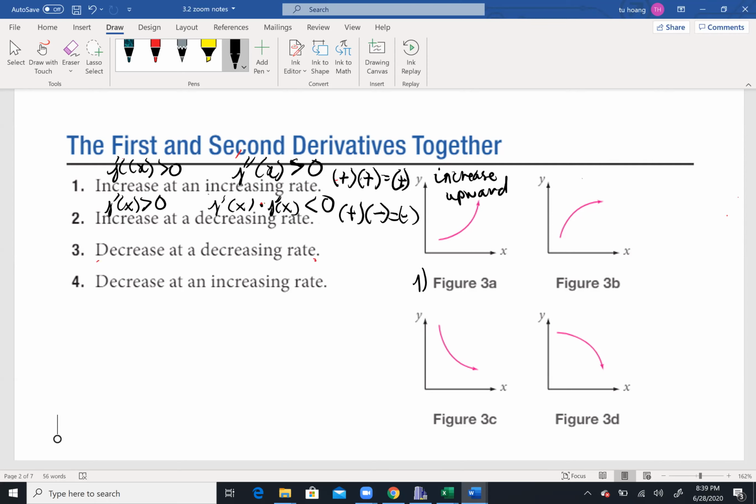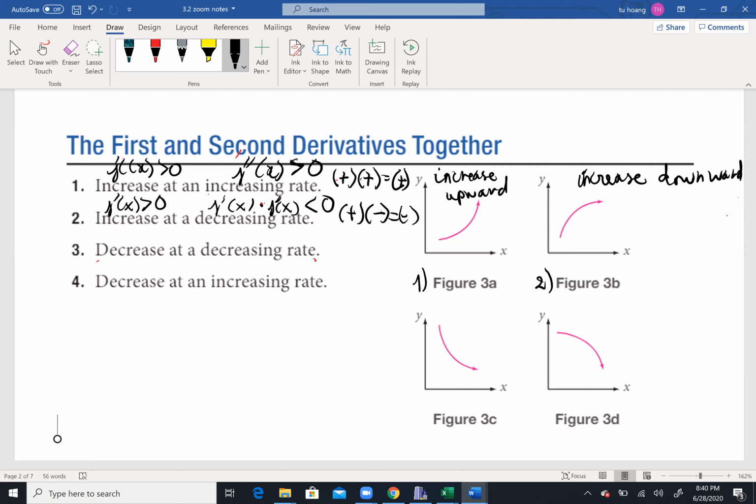So actually in figure 3b here, you can see that the graph is increasing, but it's kind of going downward, right? So it's going to increase downward, and this is number 2. I call it increasing at a decreasing rate. Okay, so that is for number 2.